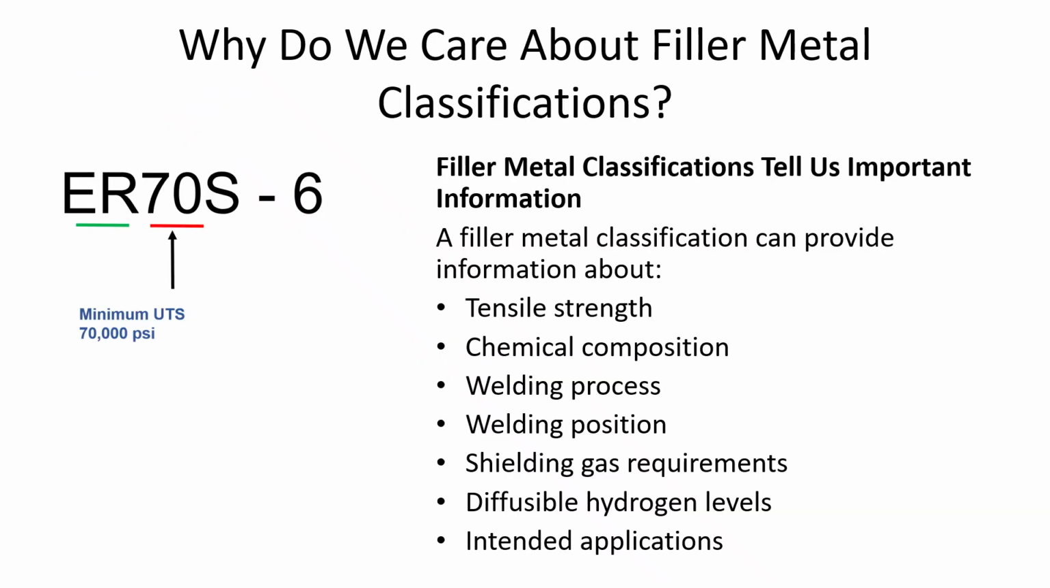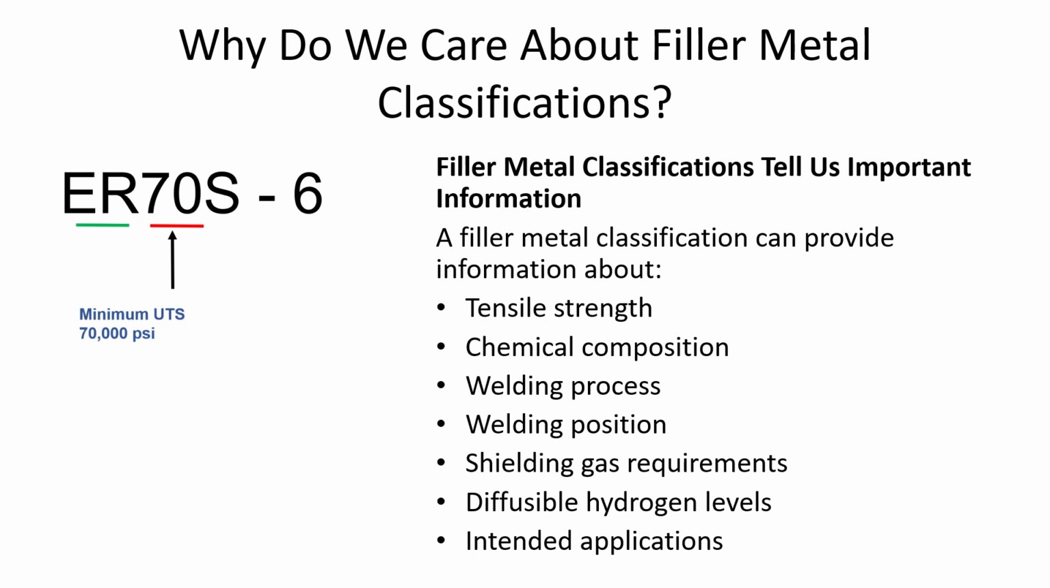So why do we care about filler metal classifications? Can't we just grab something, a coat hanger, and go from there? No. Real world welding doesn't work like that. So when we're talking about a filler metal classification, it's going to give us a lot of important information: our strength, chemical composition, what welding process we're supposed to use this for, welding positions, shielding gas requirements.